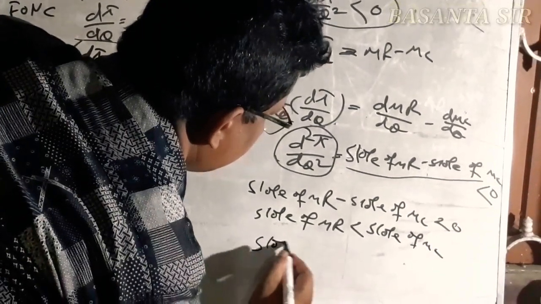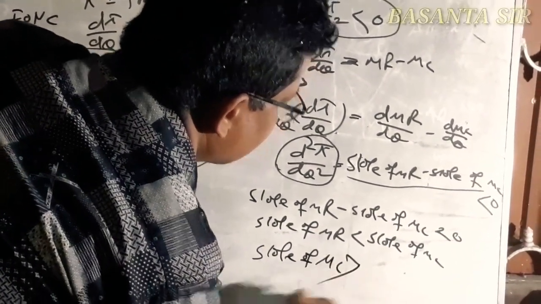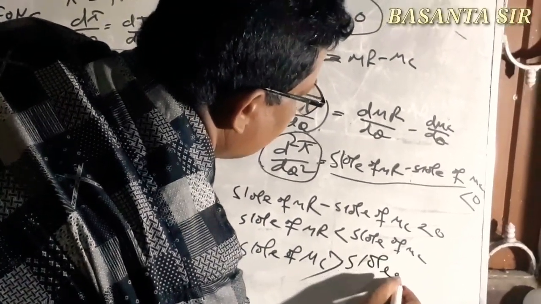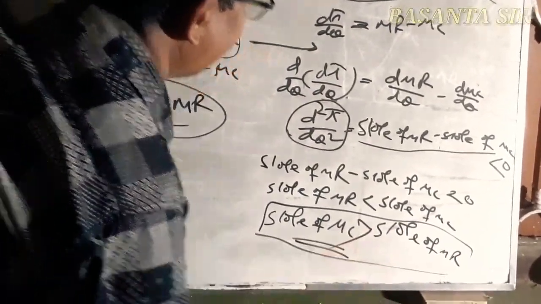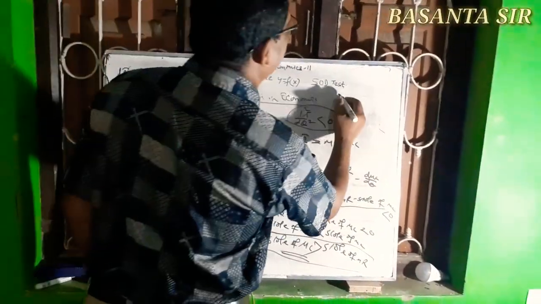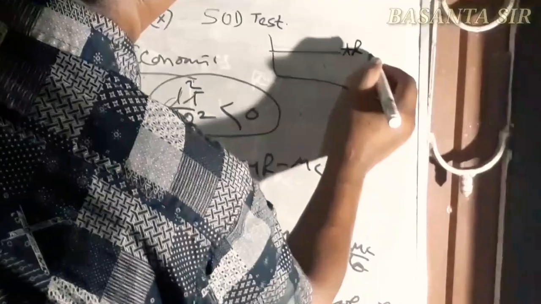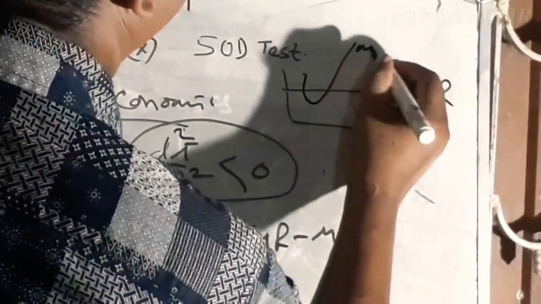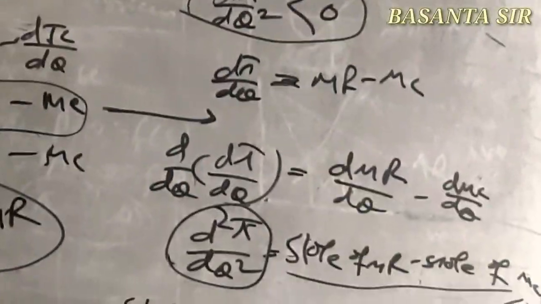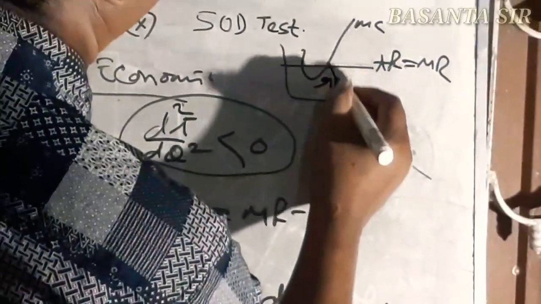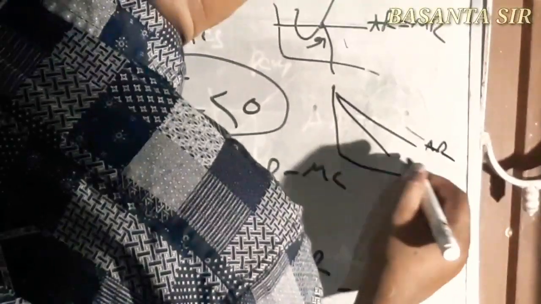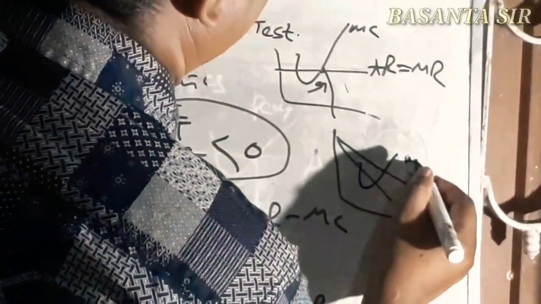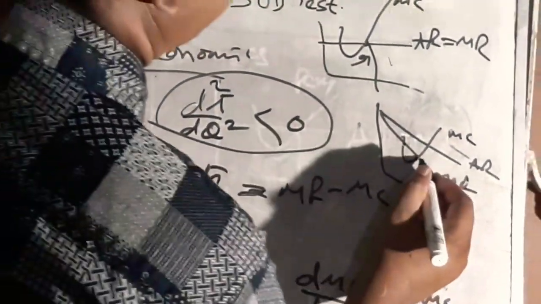That means slope of MC is greater than slope of MR. What does this mean? Slope of MC is greater, that means it is rising. So, in our figure, what do we find? In perfect competition, AR equals MR, MC is this, and we find this is the equilibrium because the slope of MC is rising, that means it is increasing. In a monopoly market, we also find the same thing. In a monopoly market, the AR, MR, and MC curves are like this. MC also cuts MR from here, and this is the condition because the slope of MC is rising.